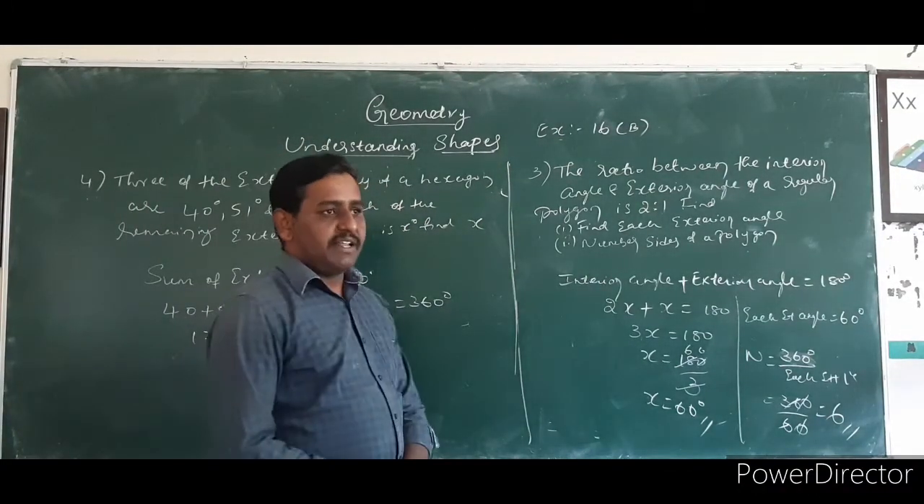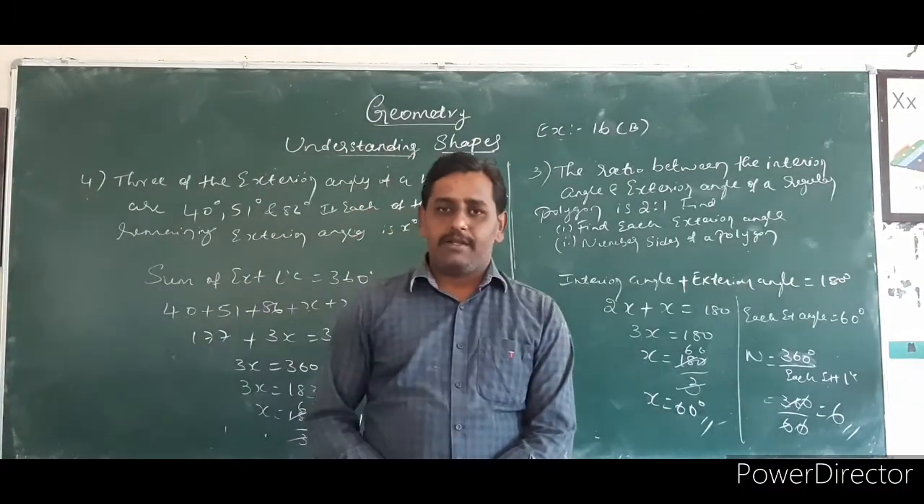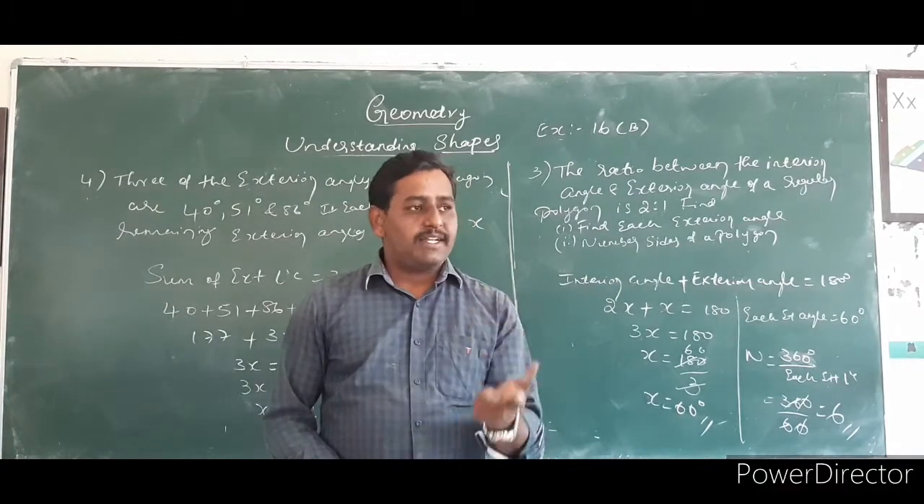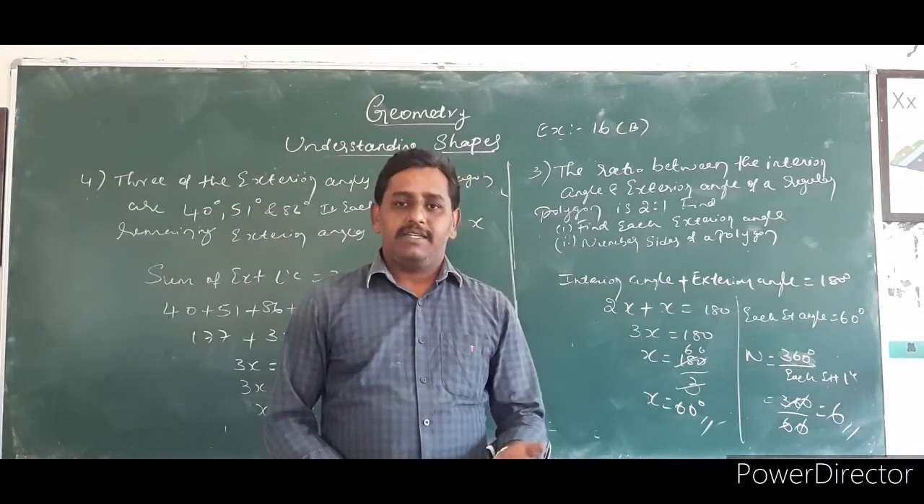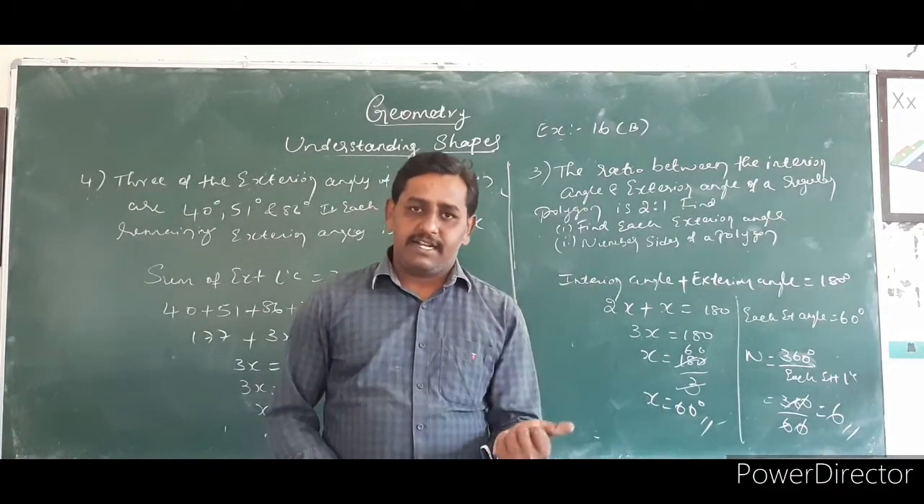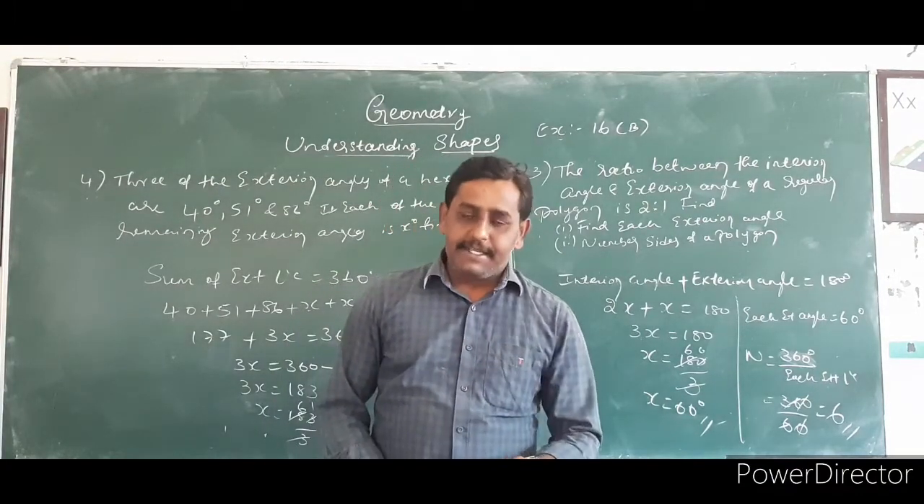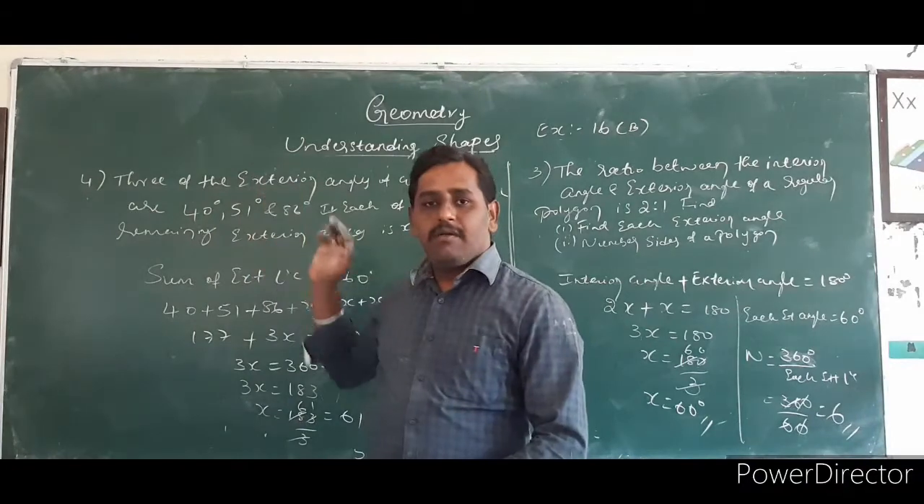In today's class we learned the meaning of a regular polygon, how to find each exterior angle, how to find each interior angle, and that the sum of the interior angle and exterior angle at a vertex of a polygon is equal to 180 degrees. Based on this we solved the problems.